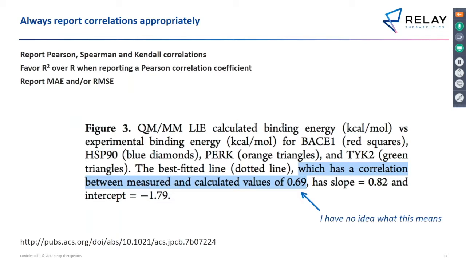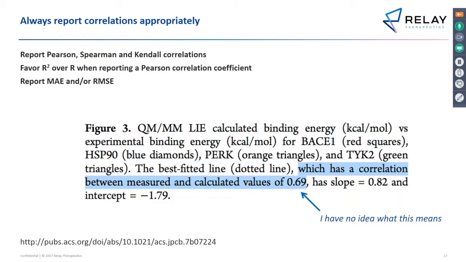Evaluation metrics. So this was from a paper that was in JPhys Chem a few months ago. Now, JPhys Chem doesn't typically publish papers like this, but it has a correlation between measured and calculated values of 0.69. What does that mean? Is that Pearson, Spearman? I read through the paper like 4 times. I have no idea what correlation means. Then, to make matters worse, there was no supporting information. So I couldn't actually grab the data myself and see what they were talking about.